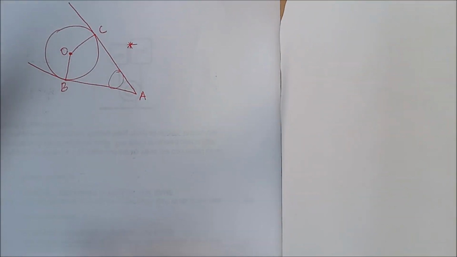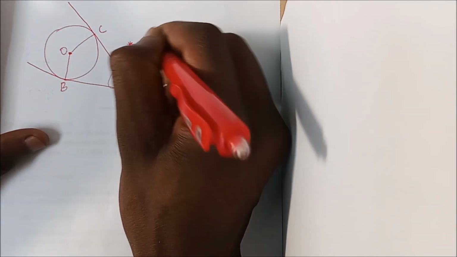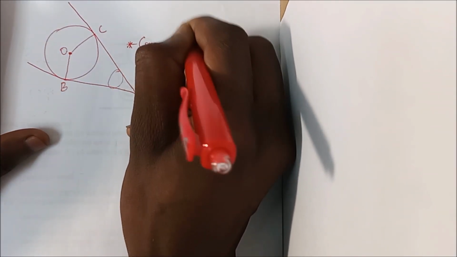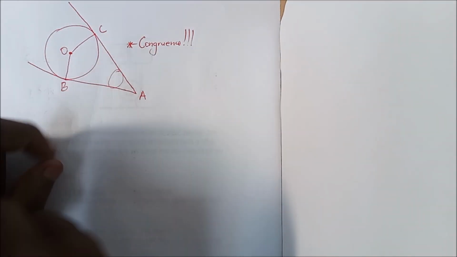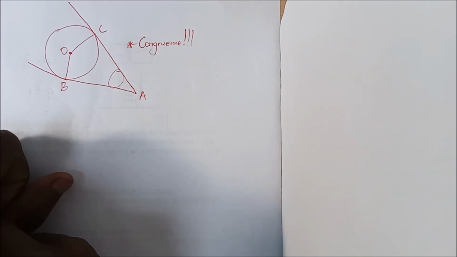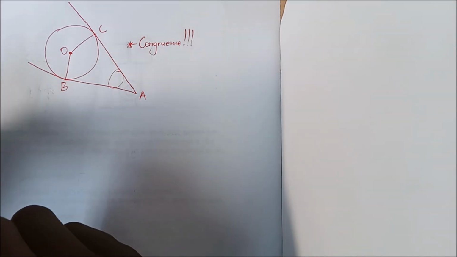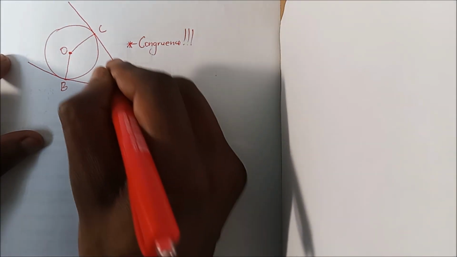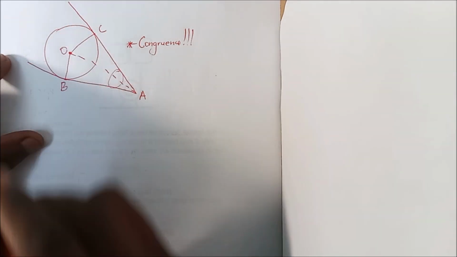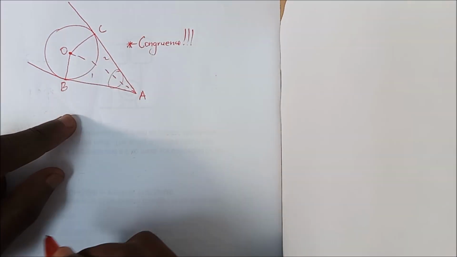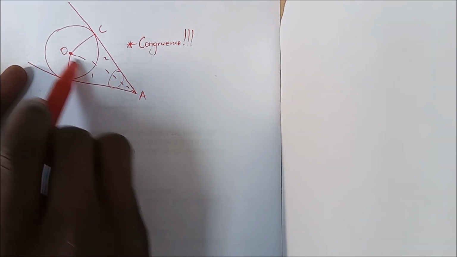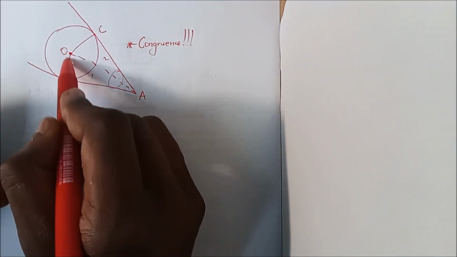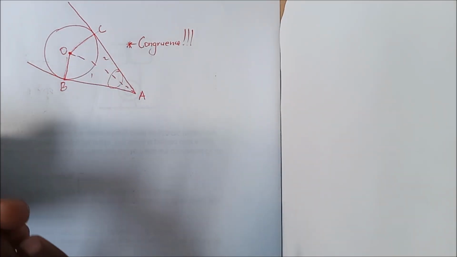How do you prove it? Then I will just put congruence. So to prove this one, you'll need congruence. So how will you prove congruence? You need two triangles. How will you form them? You will just draw a line. So with that line there, you'll have triangle 1 and triangle 2. Condition 1, OA will be the common side. Condition 2, OB equal OC equal radius.